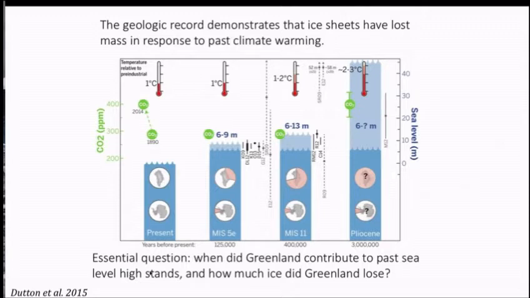Unfortunately, the most uncertain part of this whole effort to reconstruct past sea level is knowing where the contributions came from, whether they came from Greenland or Antarctica. And so that's the essential question that's driving this research: can we get a better understanding of when Greenland specifically contributed to past sea level and how much ice did it lose? And in that sense, we can actually answer both questions because these are the 2 main contributors to these large sea level heights.